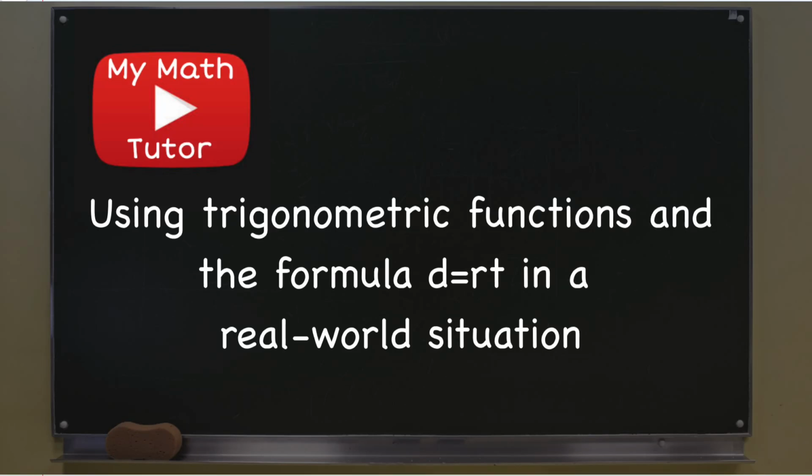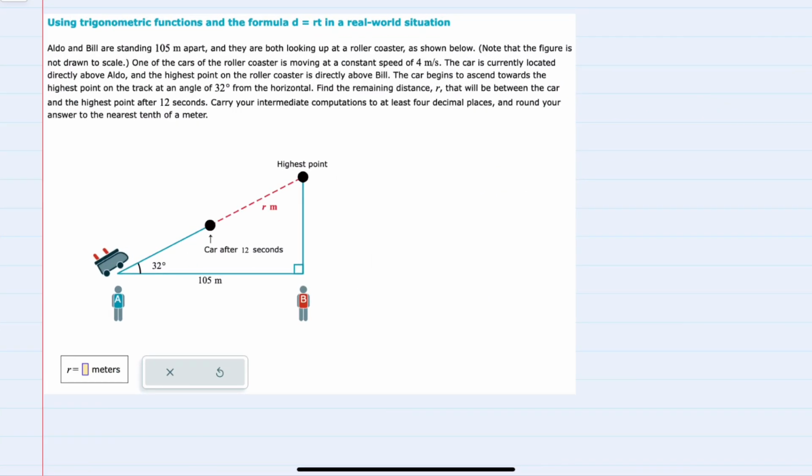In this video, I'll be helping you with the ALEKS problem type called using trigonometric functions and the formula d equals r times t in a real-world situation. In this example, we have Aldo and Bill standing 105 meters apart, indicated on our graphic here, and they're both looking up at a roller coaster as shown below. One of the cars of the roller coaster is moving at a constant speed of 4 meters per second.